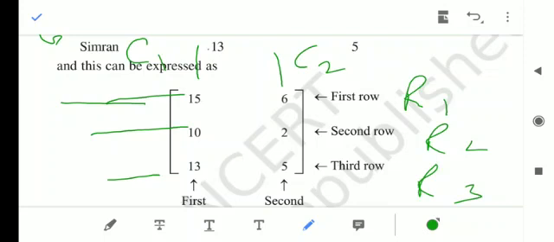And one very important thing: look at the element 15. It is lying in the first row and the first column. If I ask the location of element 5, you can see it is lying in the third row and second column. What is the position of 10? Here the 10 is lying in the second row and first column, and accordingly they are given a specific name.